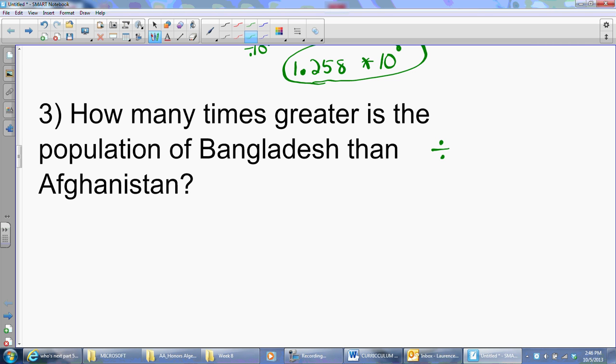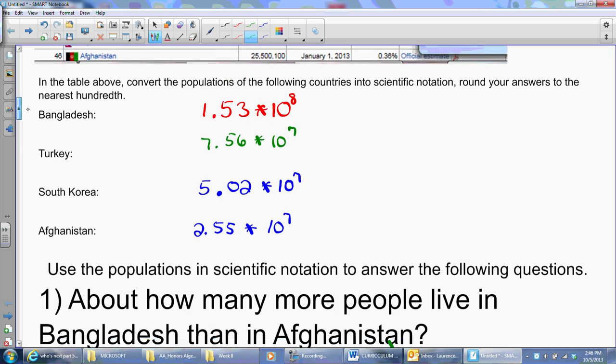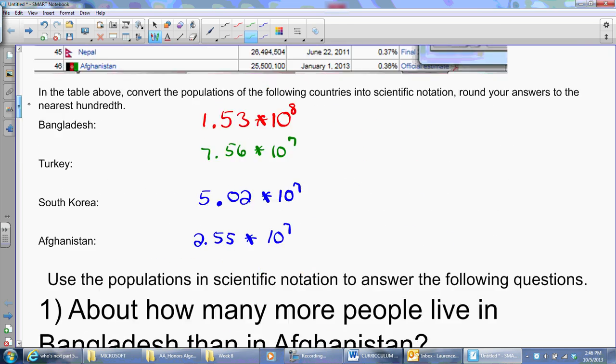Well, 39 divided by 13 gets you 3. So you see this is actually a division problem. With a simple example like that, sometimes we get fooled. So what are we comparing here? We're comparing Bangladesh and Afghanistan.